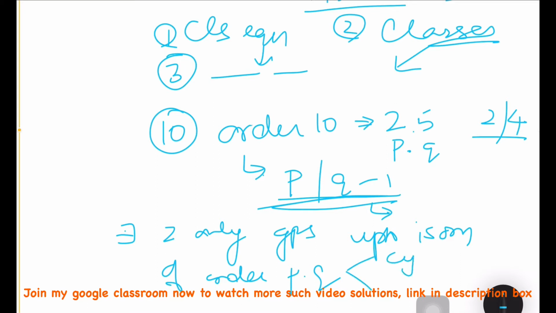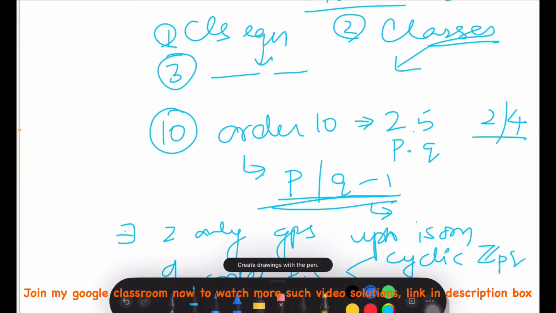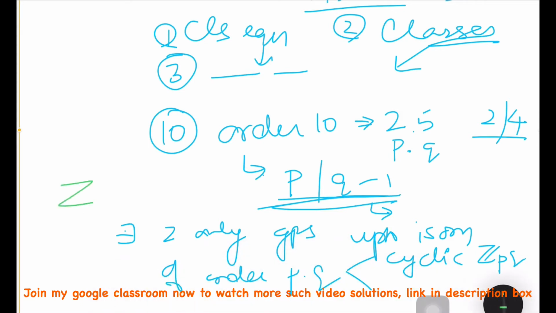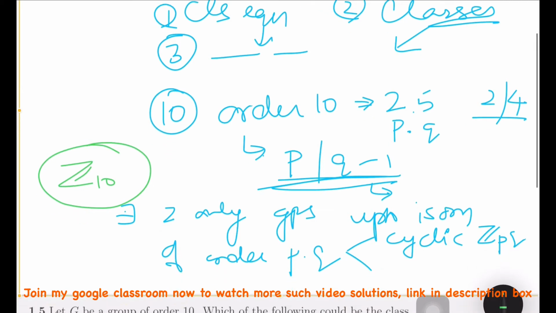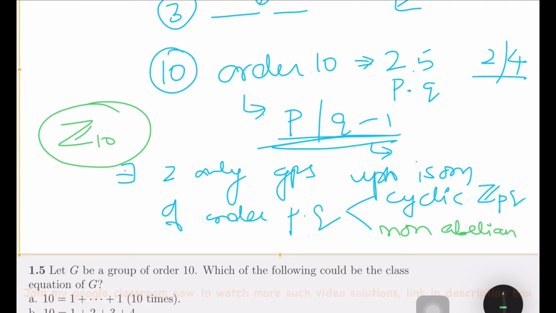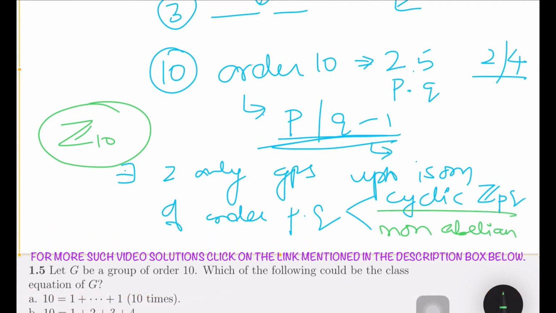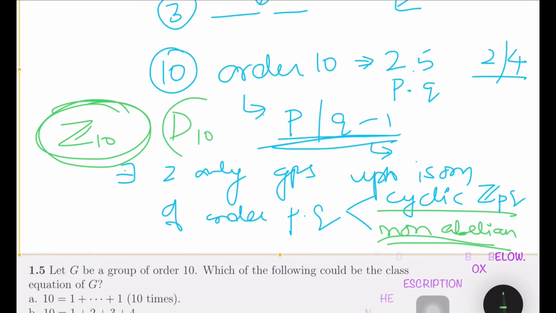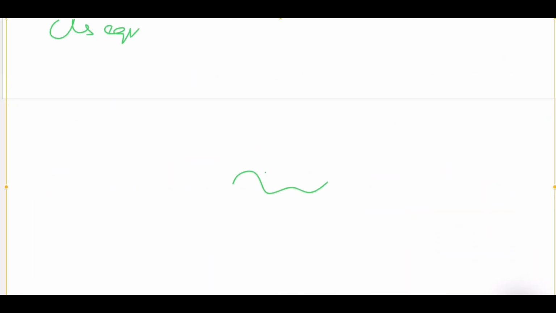One of them is cyclic, that is of the form Z_PQ. In this particular case it will be of the form Z10, that is cyclic. And the other is always non-abelian. So proceed, right? We have the idea of the groups: one is Z10, the other is non-abelian. The non-abelian one will have the structure of D5.